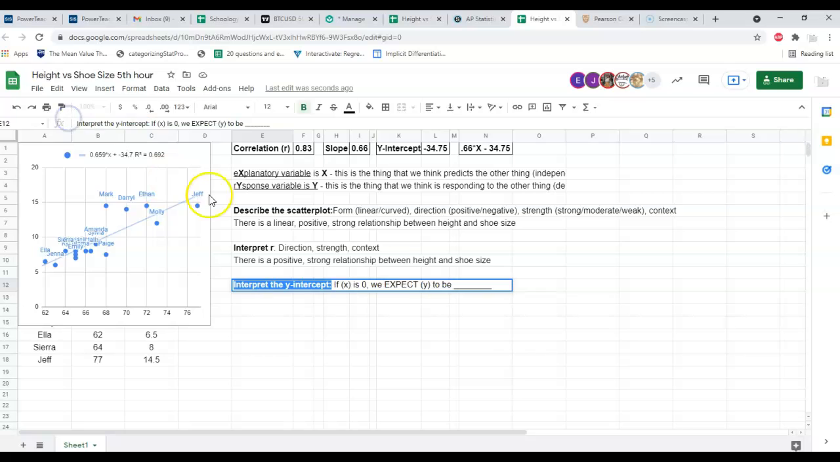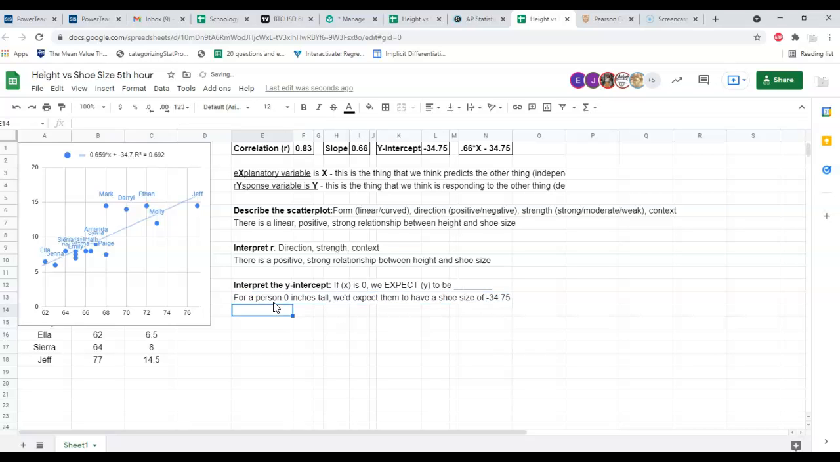So for this one, I would say, for a person 0 inches tall, we'd expect them to have a shoe size of negative 34.75. And then the AP test will very often ask this, and then they'll follow it up with, does that make sense in a real life situation? And you would just be like, right.